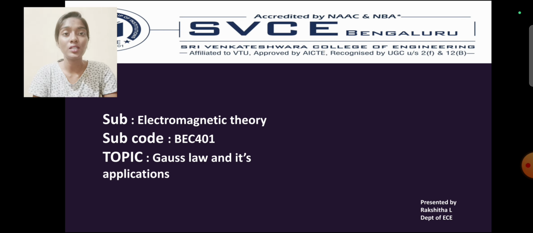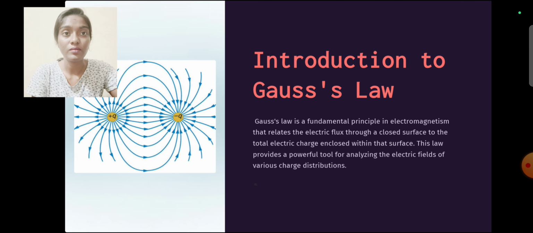Today we are going to discuss the subject Electromagnetic Theory, subject code BEC 401, on the topic Gauss law and its application. Let's know about its introduction. Introduction to Gauss law. Gauss law is a fundamental principle in electromagnetism that relates the electric flux through a closed surface to the total electric charge enclosed within that surface. This law provides a powerful tool for analyzing the electric fields of various charge distributions.